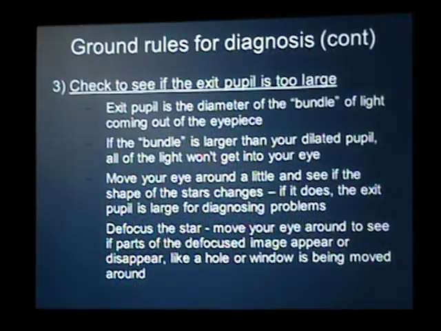Exit pupil. This fools a lot of people. So you can picture the eyepiece as producing a bundle of light that comes out and you look at with your eye. If that bundle is larger than what you can fit into your eye, or larger than your pupil, which is going to expand at night and get, hopefully, 4, 5, 6, 7 millimeters in diameter, if you can't get all of the light into your eye, it's going to have some effects. It's going to make the image a little bit dimmer, but it also may distort star shape.